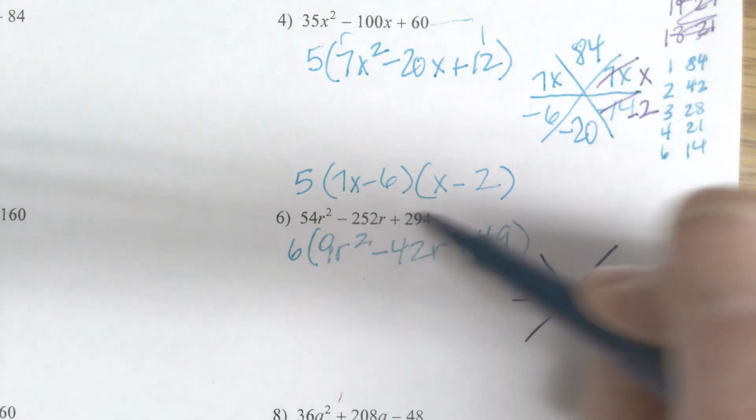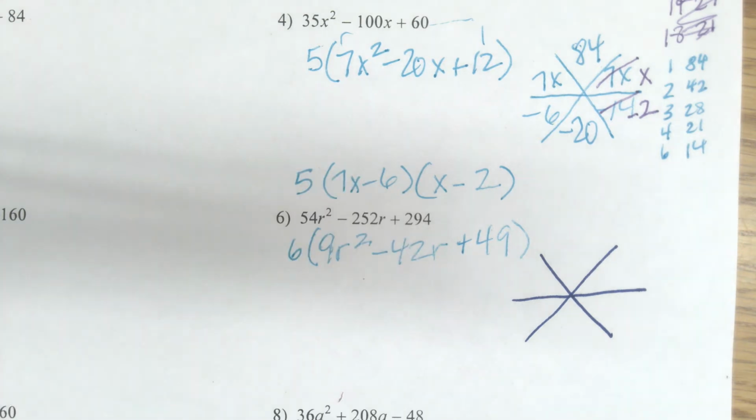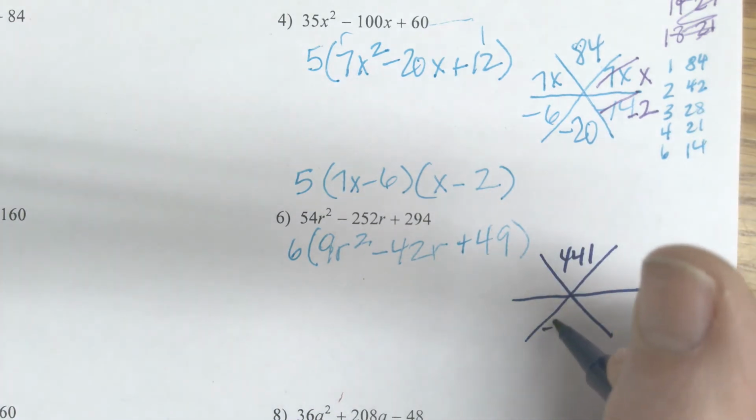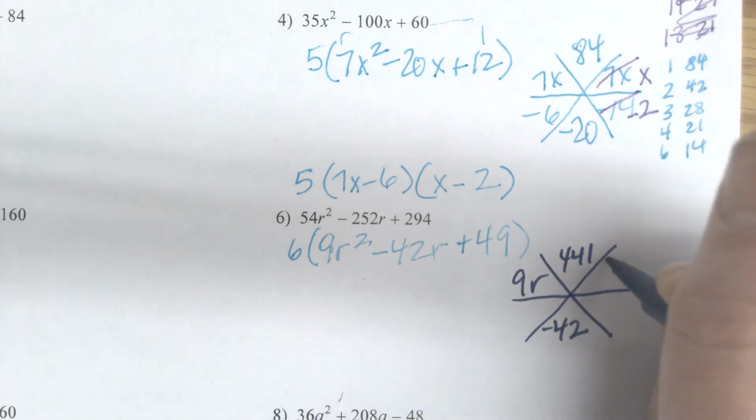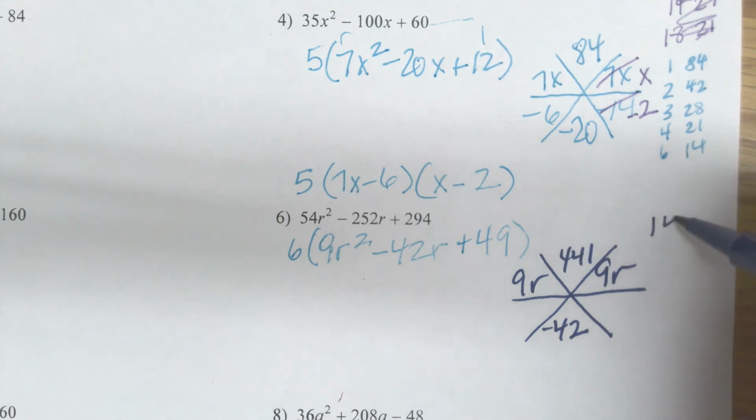But I need 9 times 49 on the top. Oops, 9 times 49. This calculator drives me crazy. 441 on the top. And then negative 42 on the bottom. 9r, 9r. And then I'll start going through the possibilities. 1 and 441.